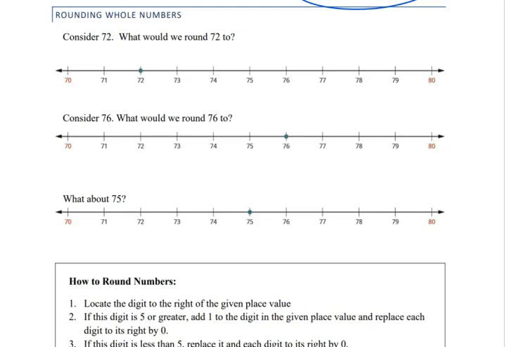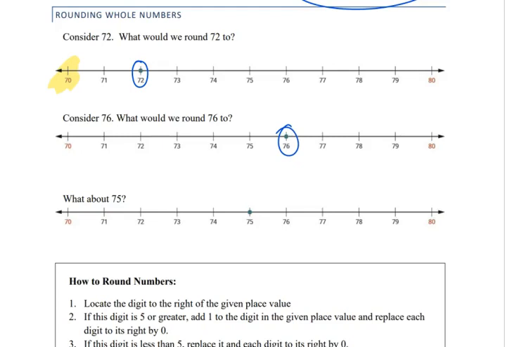So if you're looking at the first example, which is right here, the 72, and you did not really care about the precision, but kind of want to know, is it closer to 70 or 80? Well, it is closer to 70 because on the number line, it is closer to 70. All right. Then the next number, we're going to look at the 76.